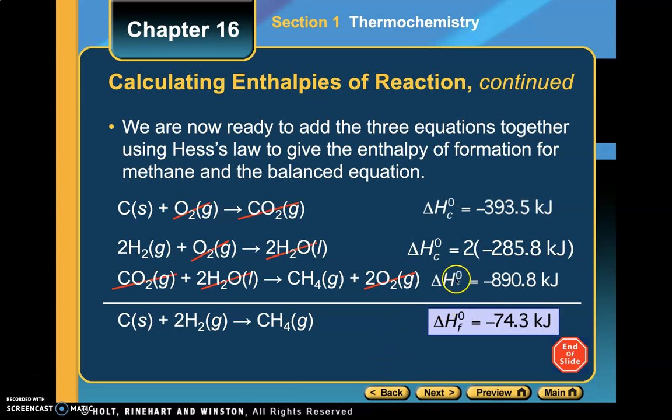And remember there that we're taking our products minus our reactants. So you're taking negative 890.8 minus negative 293.5 minus another 2 negative 285.8. And if you do that, you're going to end up with your overall delta HF of the methane of negative 74.3 kilojoules. Cool. I know that's kind of complex. I'm hoping it kind of makes some sense. Hess's law just allows you to take the individual parts of a reaction and add them up to get the overall reaction.